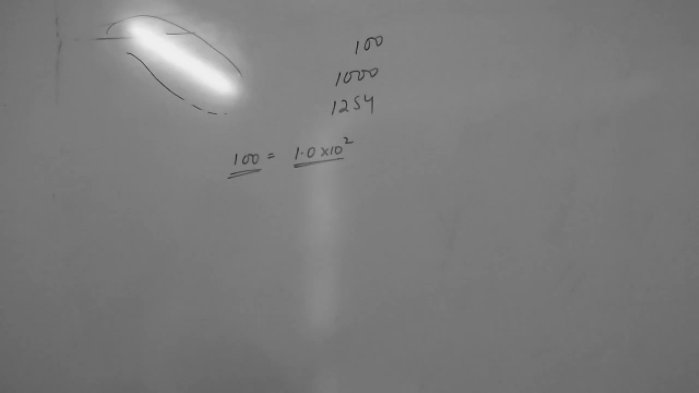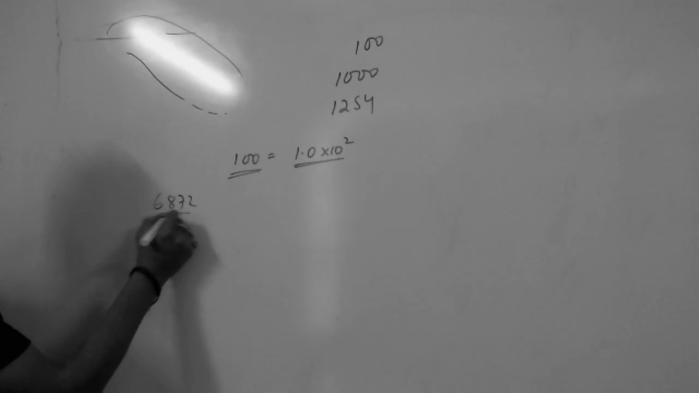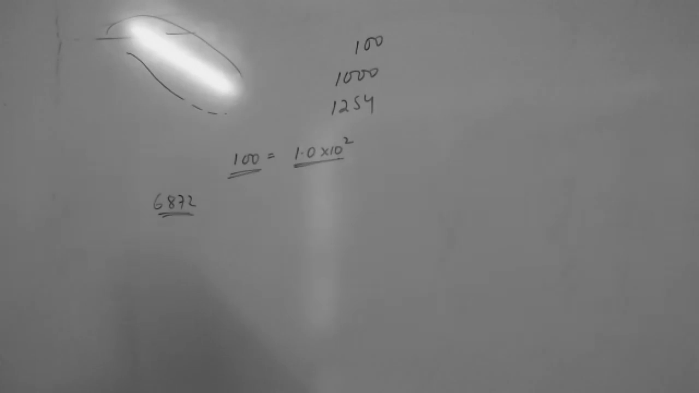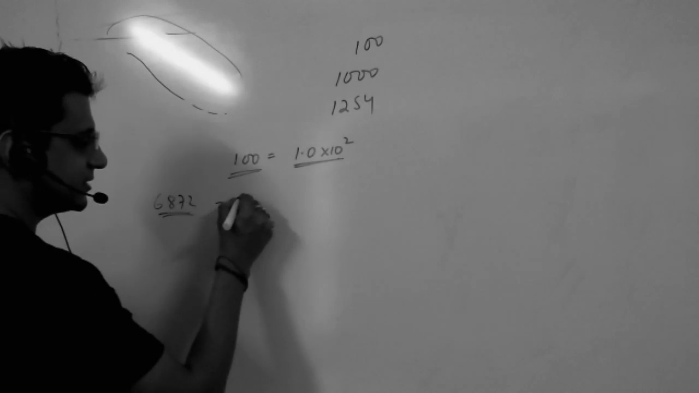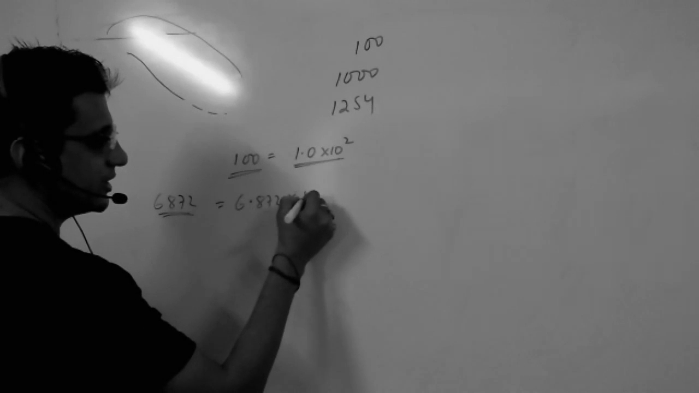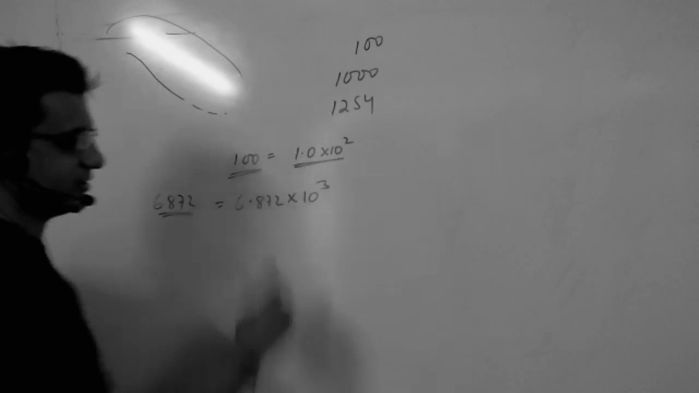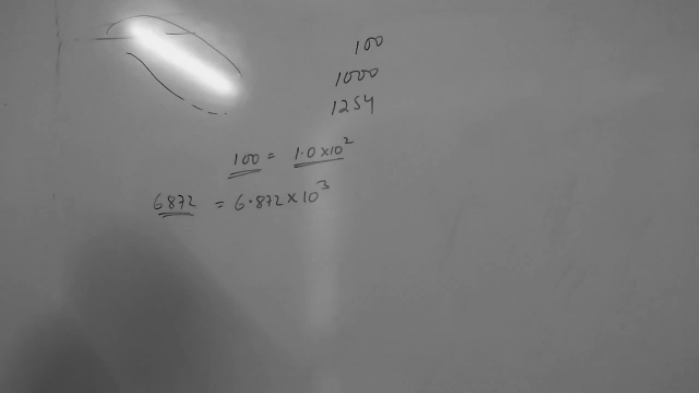So when I give you a question, 6872, this is the usual way of writing 6872. But I'll ask you to convert it into standard form. So you have to write it as 6.872 into 10 to the power... now 10 to the power what? That is what we have to learn. This will be 3. Why 3? How 3? That I will teach you.